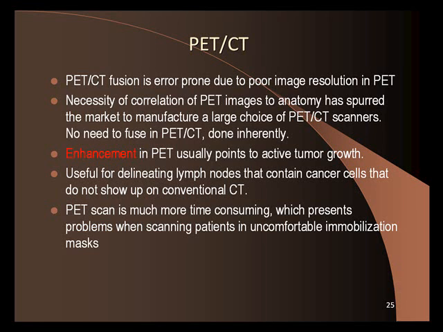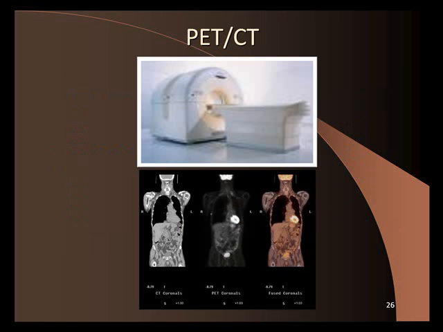Enhancement in PET usually points out active tumor growth. We already said that. Lymph nodes. So PET gives us information about lymph nodes. Yeah, so the problem with PET scan is that to take a PET scan, it could take 45 minutes. So the patient can fidget in those 45 minutes. So that's a problem with PET scanning. All right, and that's what a PET CT looks like, that's a terrible image. But anyway, that's what a PET CT looks like. Couch, this part right here would be a CT scanner, and this part back here would be the PET scanner.